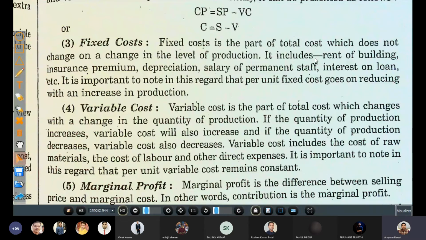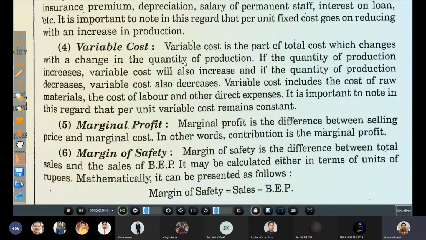It is important to note in this regard that per unit fixed cost goes on reducing with an increase in production. Also, there is a variable cost. Variable cost is the part of the total cost which changes with the change in the quantity of production. If the quantity of production increases, the variable cost also increases. If you increase the quantity, you need more raw material, so the variable cost also increases. The variable cost includes the cost of raw material, cost of labor, and other direct expenses. It is important to note in this regard that per unit variable cost remains constant.